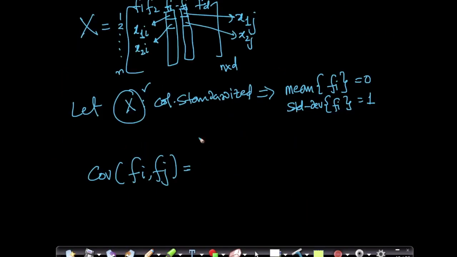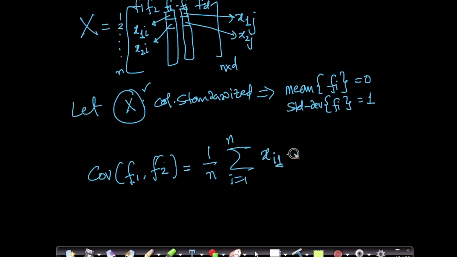So covariance of Fi and Fj is nothing but 1 by n summation over 1 to n. Let's write it. Let me call it F1, F2 just for simplicity. Let's assume I want to find the covariance between F1 and F2. Let me erase this so as to make it simpler. Covariance of F1, F2 is nothing but xi1 minus mu1. I'll define what mu1 is, just bear with me.